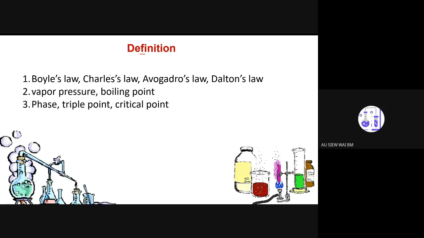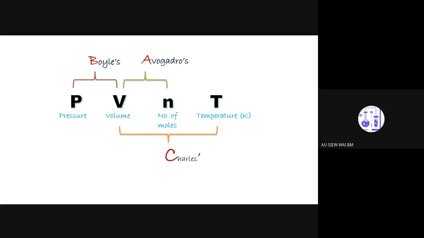So for the definitions in this chapter, there are Boyle's law, Charles' law, Avogadro's law, Dalton's law, vapor pressure, boiling point, phase, triple point and critical point. You must know the definitions of these. Even though definition is C1, C2, the definition can be applied in your calculation. They can ask how to apply that definition. So we go through the definitions here.